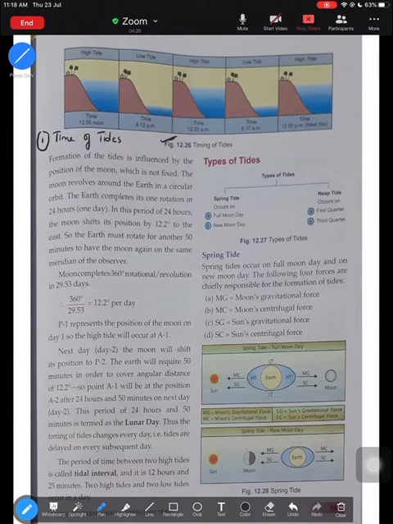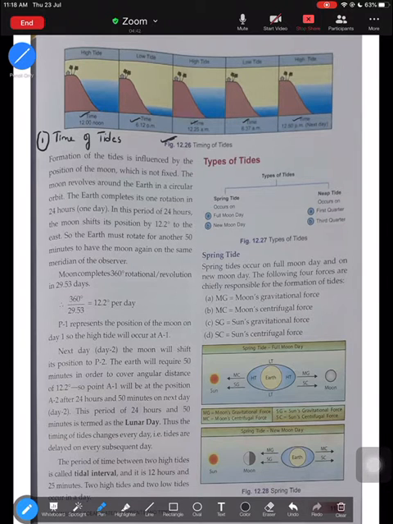Now, if you look into this picture, you will see how high tide has taken place at 12 noon. There's low tide again at 6:12 p.m., high tide at 12:25. Similarly, low tide at 6:37 a.m. and then again there's high tide at 12:50 p.m., which is on the next day.